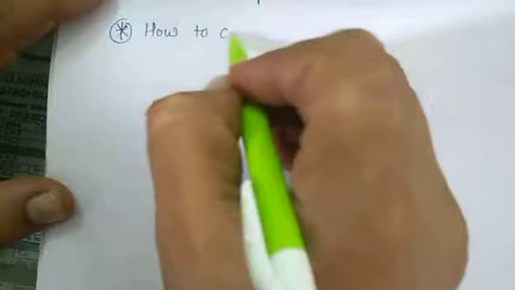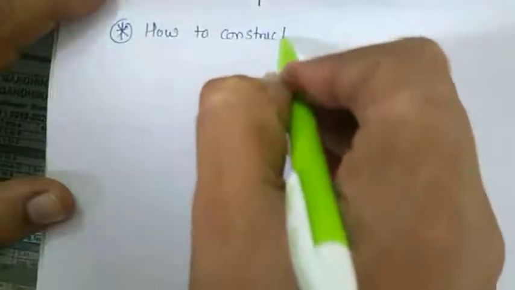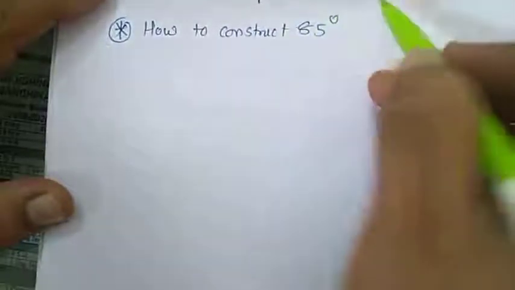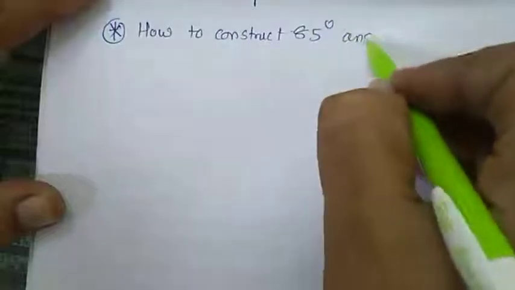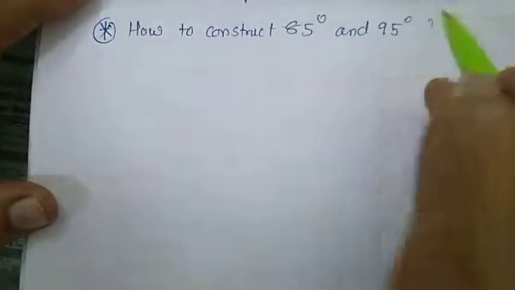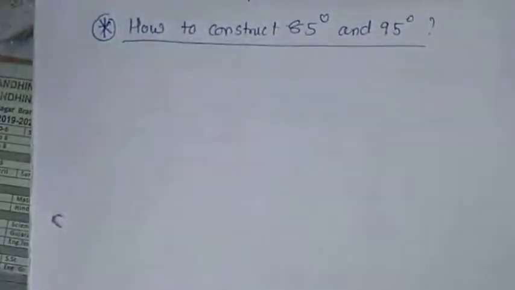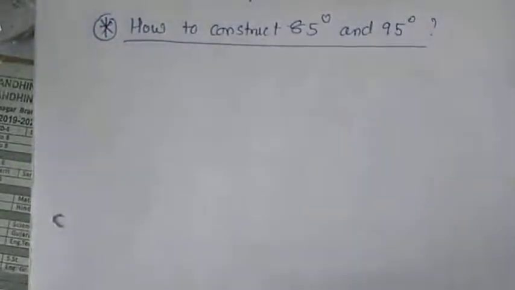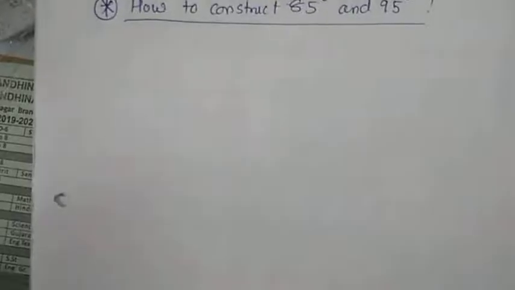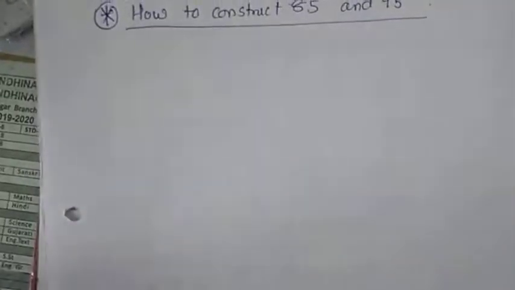How to construct 85 degree and 95 degree. It's very simple and the easiest way, but we require geometrical instruments. Without a protractor, we need to draw with the help of compasses.